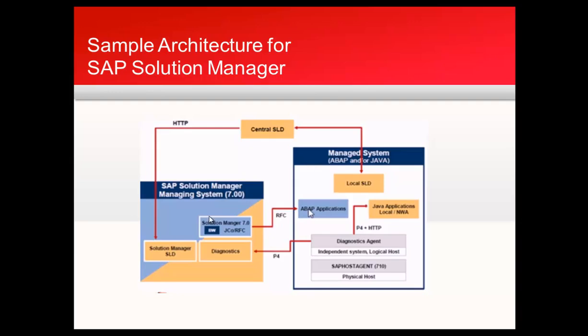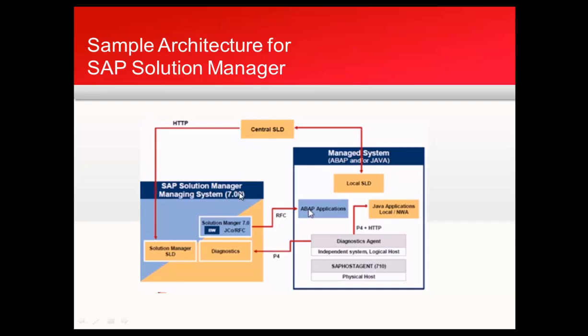Okay, here you can see a sample architecture for SAP Solution Manager. On the left side you have the SAP Solution Manager system, which is 7.0 or 7.1. The latest version is 7.1, SP9 is rolled out very recently. And on the right side you have the managed systems, basically the systems which are managed by Solution Manager, which could be an ABAP or Java or ABAP plus Java, or it could be a non-SAP system as well.